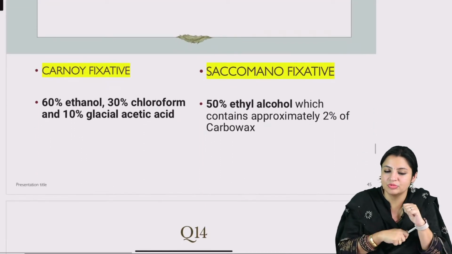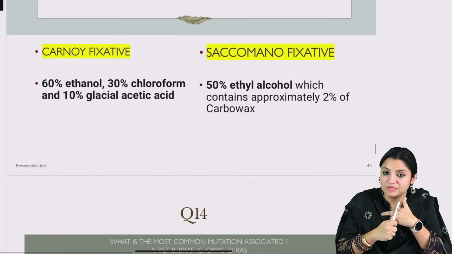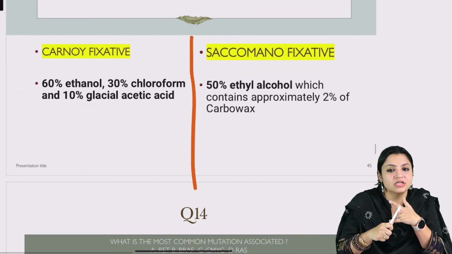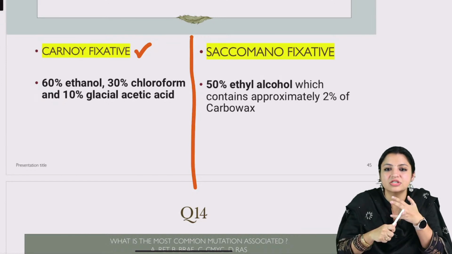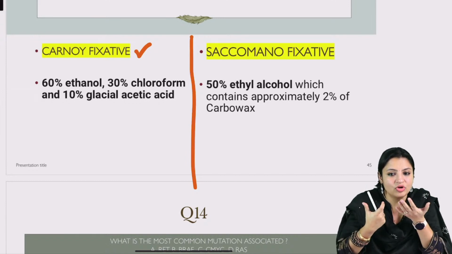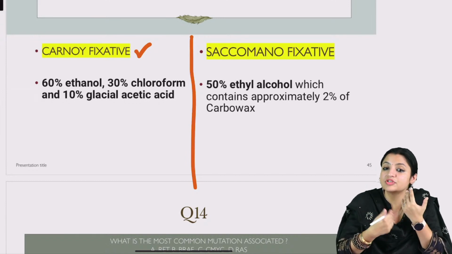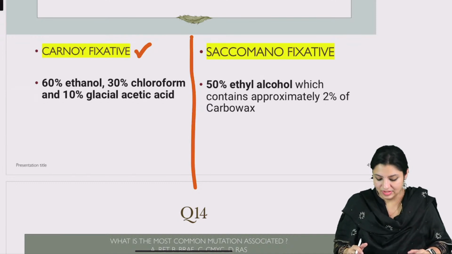Formalin for histopathology. When we talk about cellular fixative, 95% ethanol is best for pap smear. Decrease the concentration to 60%, add glacial acetic acid, it becomes Carnoy's fixative for karyotyping. Decrease the concentration of alcohol further to 50%, add 2% Carbowax, it becomes Saccomanno fixative, which is a very good fixative for sputums and pleural fluids. That's about fixatives, which everybody should be very, very clear, right?